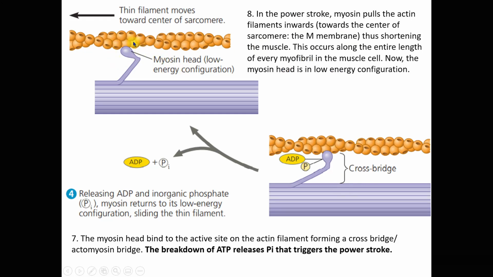You can see its myosin head. Myosin will pull the actin filament inwards, thus shortening the muscle. You can see this myosin head pull these actin filaments inwards. Inwards means towards the center of the sarcomere, which is the M membrane. This occurs along the entire length of every myofibril in the muscle cell. After each pull, the myosin head will be in low energy configuration.